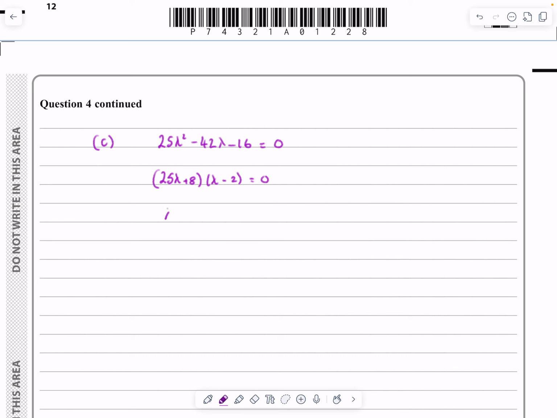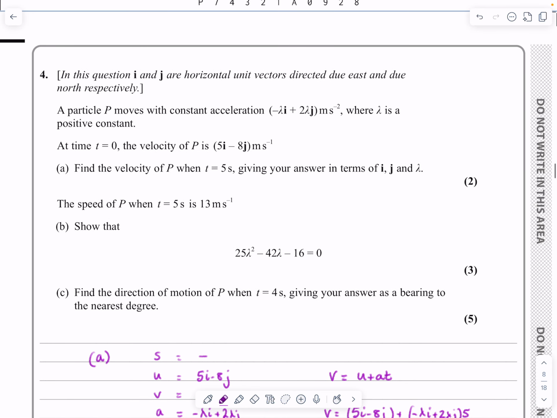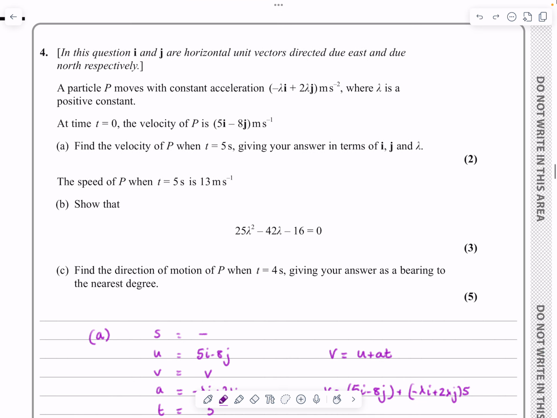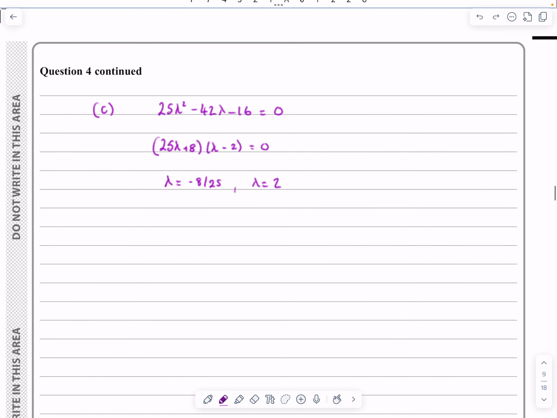But here we get lambda works out to be equal to minus 8 over 25, or lambda works out to be equal to 2. Does it say anything about lambda? Yeah, lambda is a positive constant there. So we know lambda is equal to 2. And so if lambda is equal to 2, that means I can now work out what the acceleration was. So if lambda is equal to 2, the acceleration then is minus 2i plus 4j.